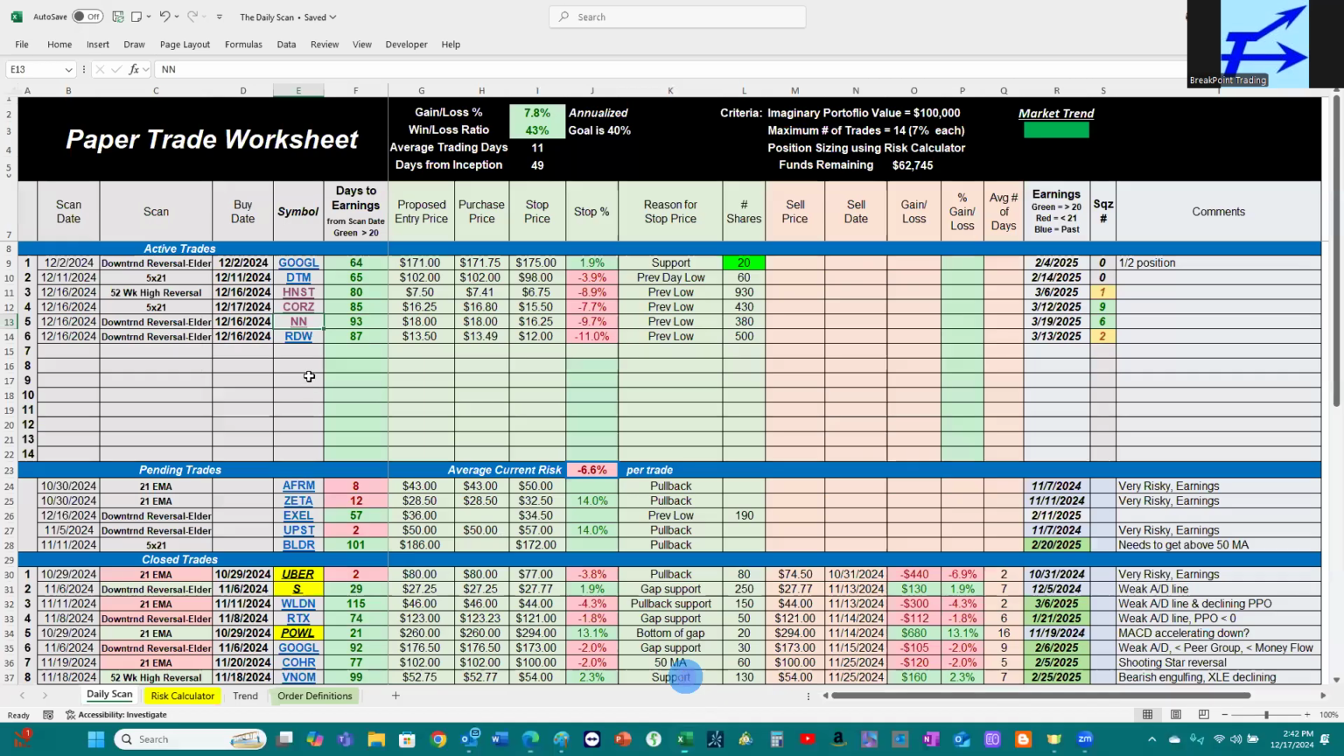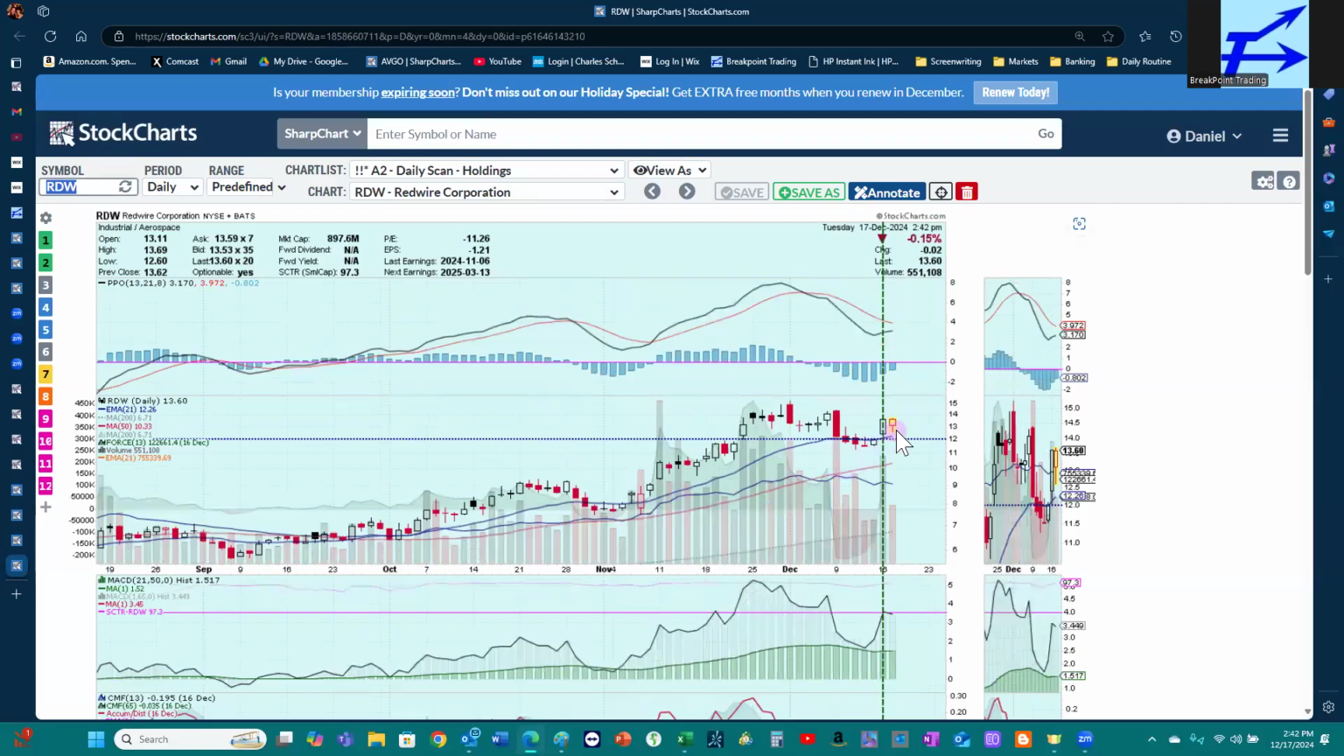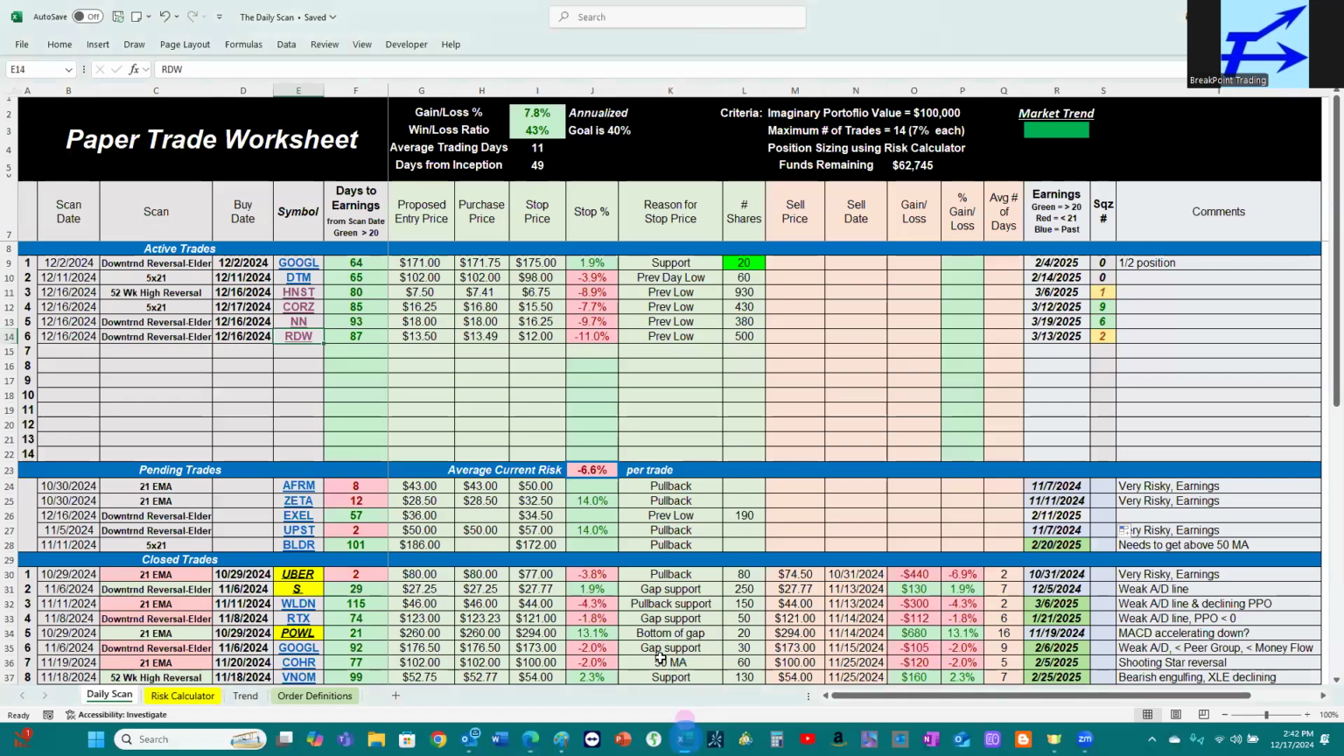And RDW also, it's trying to recover. In fact, it's at 1360, the top of its range right now. So it's actually, let me see, 1360, and we got in at 1349. So it's actually positive for the day. So that's good to see.